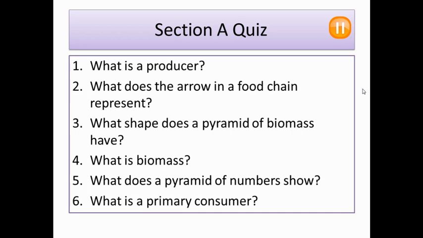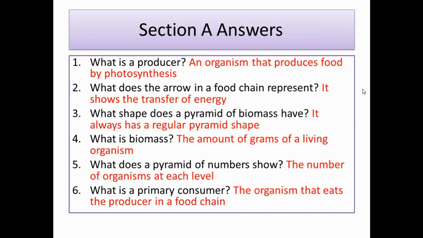Okay, so let's have a look at the answers. Let's see how we've done. So what's a producer? A producer is an organism that produces food by photosynthesis. Okay, it's that bottom level of our food chain. What does the arrow in a food chain represent? This was done really well in the Google quiz, so I'm sure lots of you have got this right. It shows the transfer of energy. What shape does a pyramid of biomass have? It always has that regular pyramid shape.